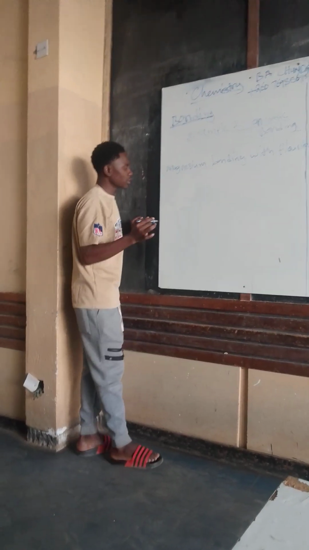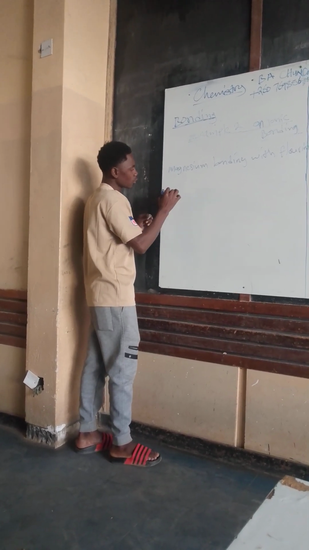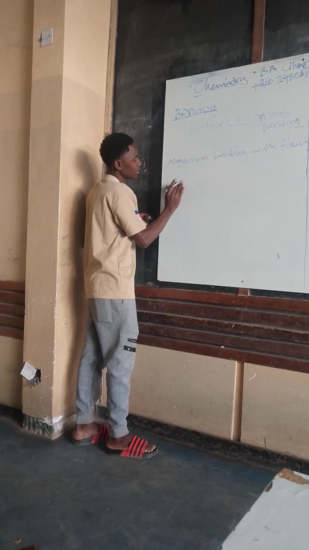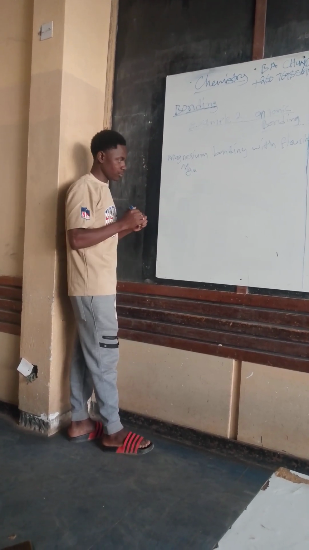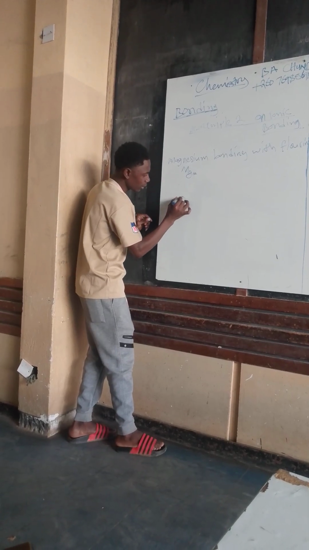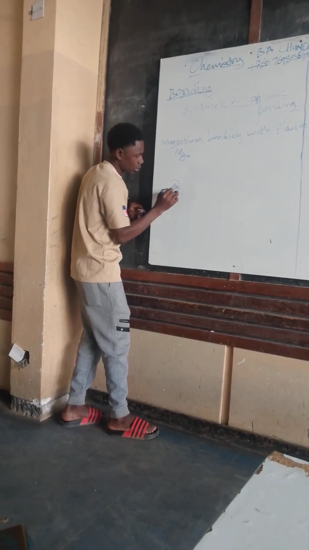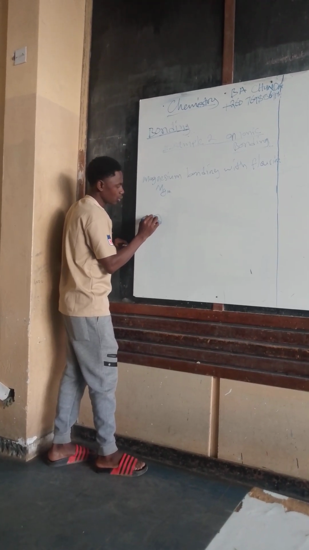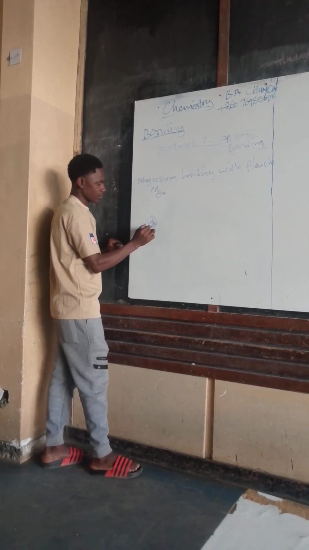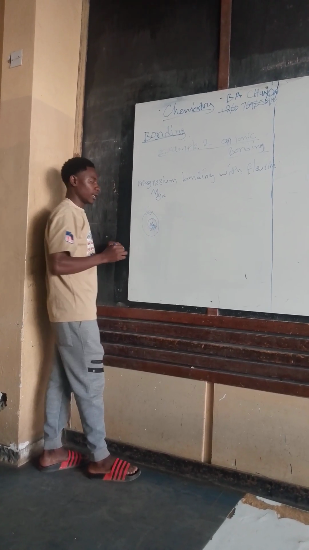So magnesium is found in group 2 with an atomic number of 12. So we say magnesium, which is Mg, 12, which we are going to say the first shell is going to occupy 2 electrons like this, and the second shell will occupy 8.